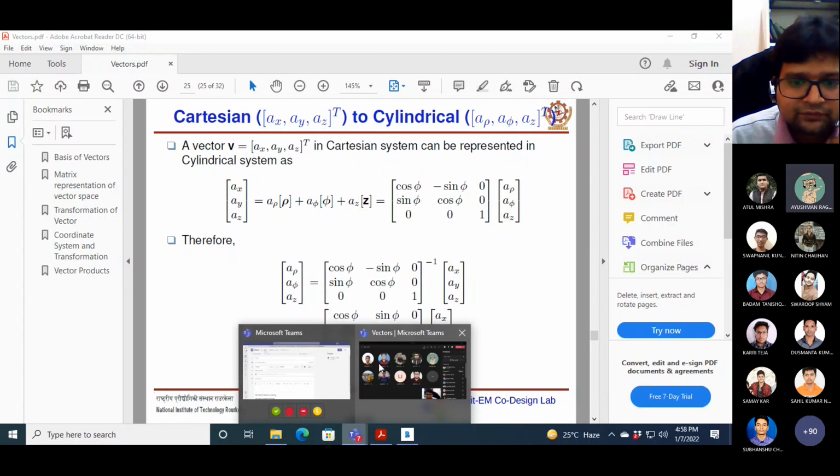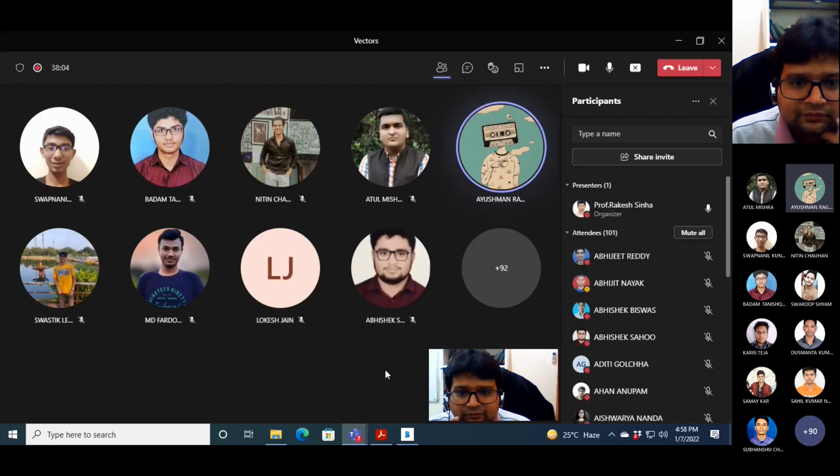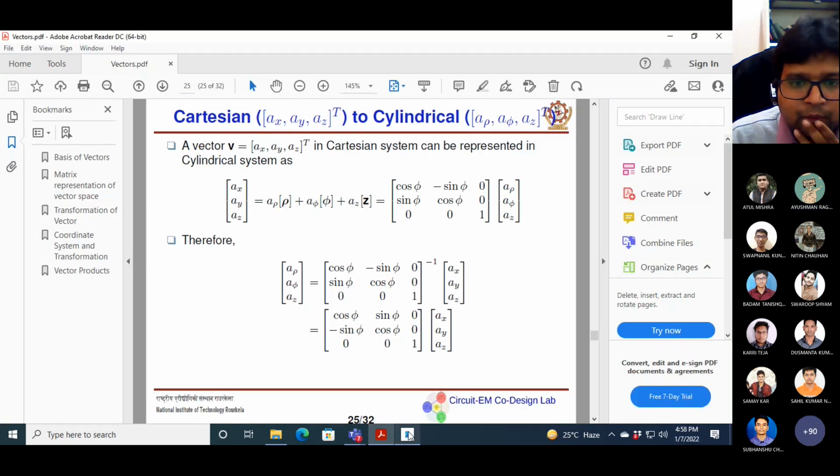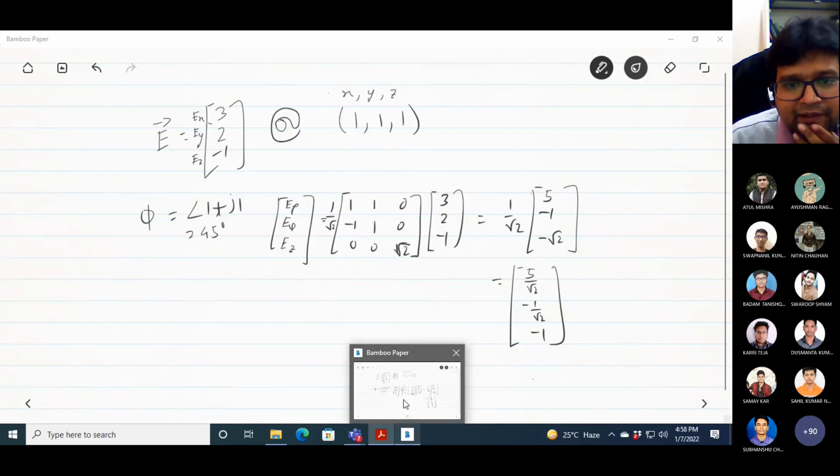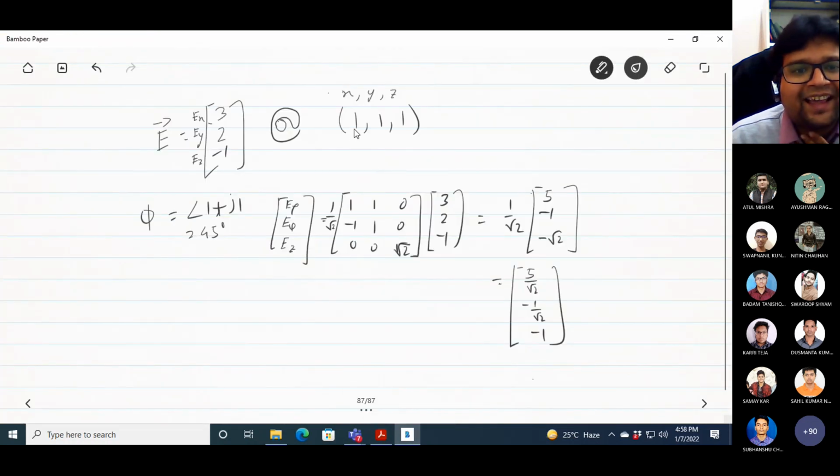Yes, if instead of 1 1 1 we had a position of 0 0 0, then how would we find phi? Okay, it is a good question. If it is 0 0 0, then how do we find out phi? In that case, I think it is not possible.